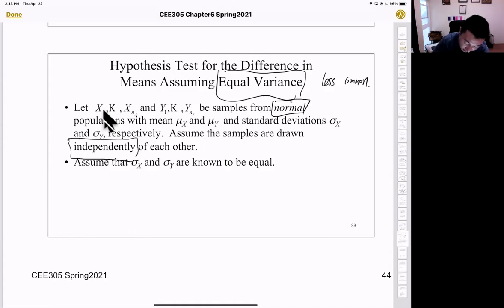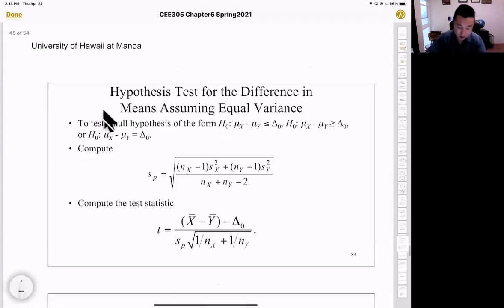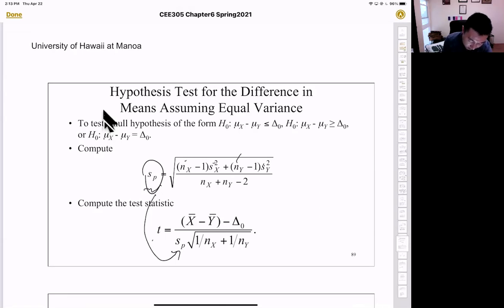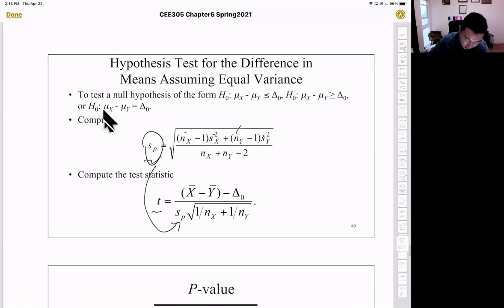But if they are equal, then there is a new set of equations. So the new equation is here. Sp is a special number for the sample variance, which is a function of nx, ny, sx, and sy. Use this equation to calculate the so-called Sp, and you can plug Sp into the equation for Student's t-score. So different equation, same t-score.